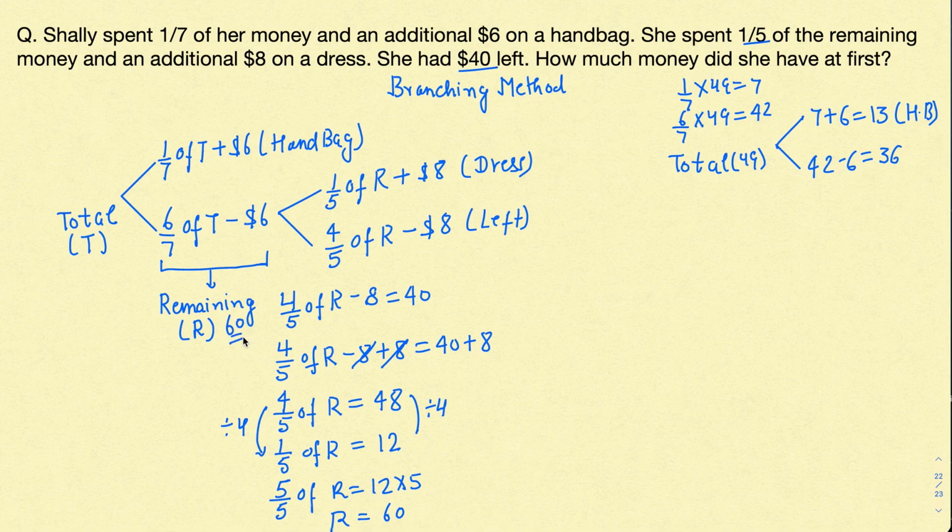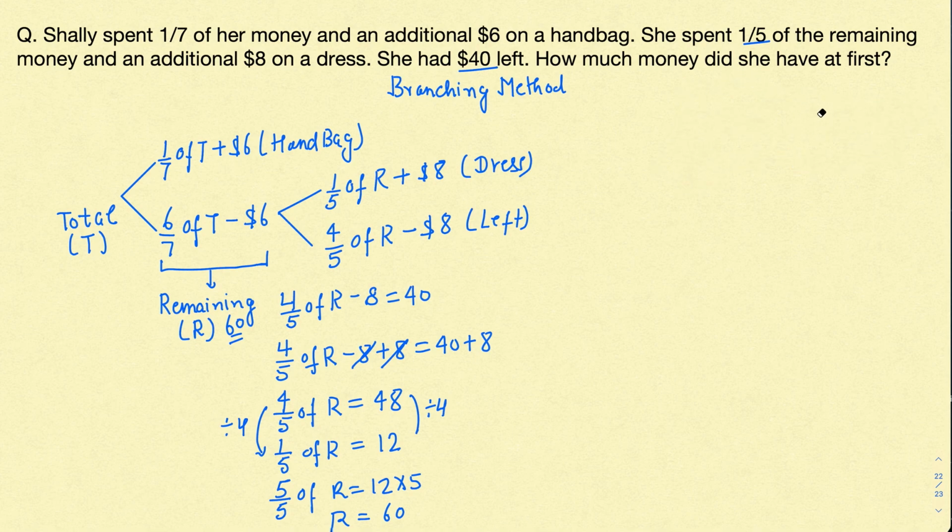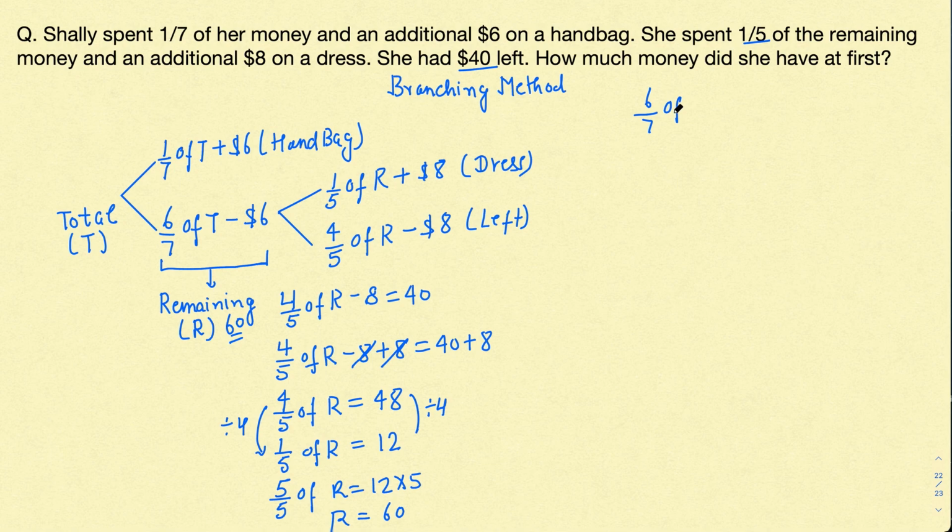So now from here we know that 6 by 7 of the total amount minus $6 is 60, because that's the remaining amount. So we can use this fact now. Maybe you can erase this part here to make more space for us to write. So 6 by 7 of total minus 6 is equal to 60. Now again we have to get rid of this minus 6. Use the same technique, add 6 on both the sides.